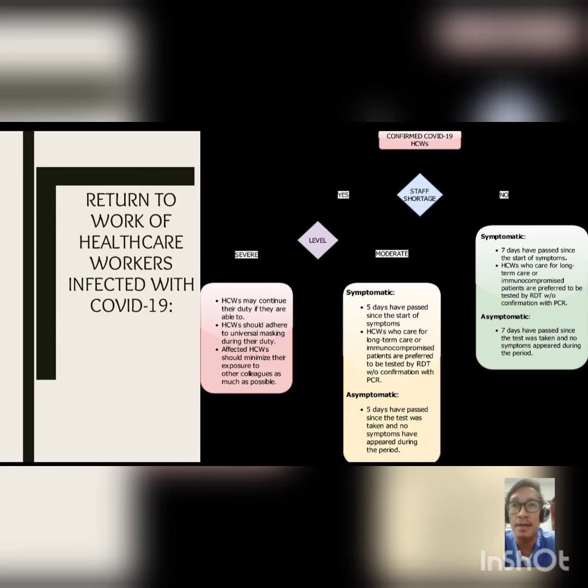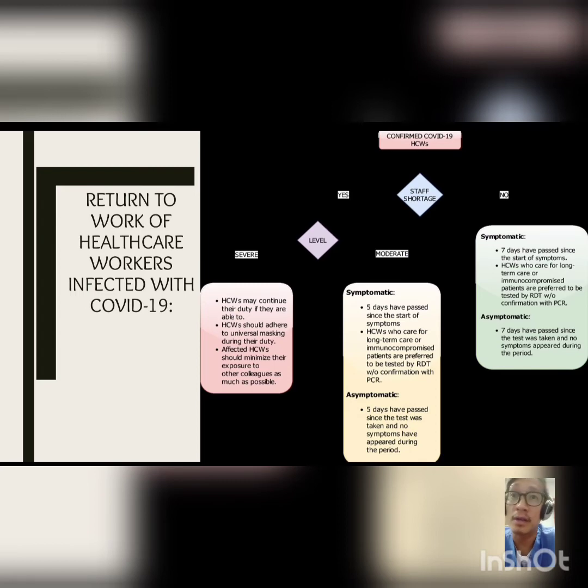If there is a shortage of staff, it could be categorized as severe or moderate. If there is a severe shortage of staff, healthcare workers may continue their duty if they are able to. Healthcare workers should adhere to universal masking during their duty, and affected healthcare workers should minimize their exposure to other colleagues as much as possible. That is for severe shortage of staff.